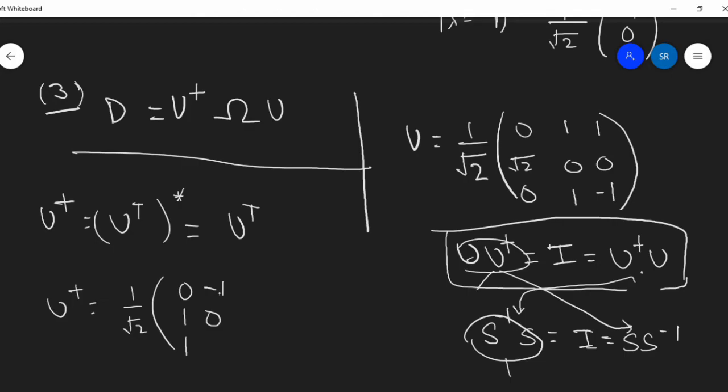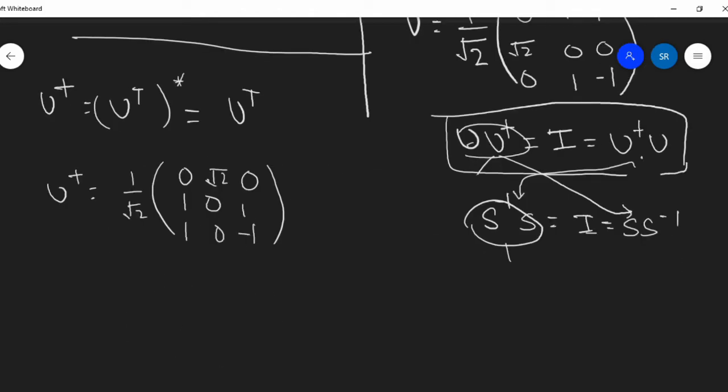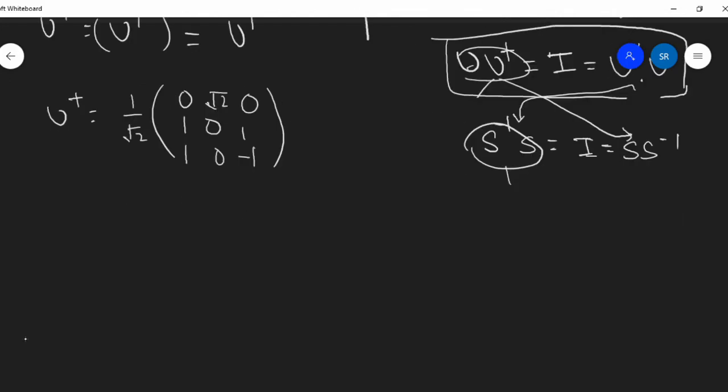Yeah, root 2. This is 0. This is 1. This is 0. This is minus 1. Finally. Great. Awesome. Amazing. Now, let's go into the meat part.